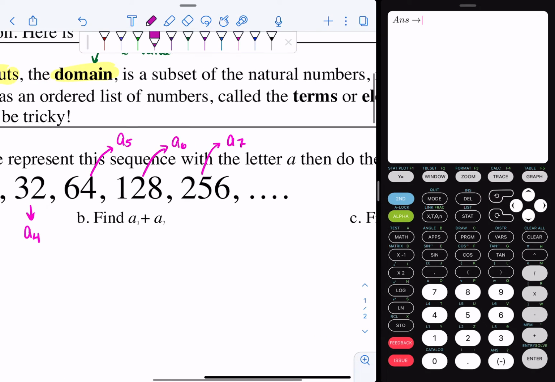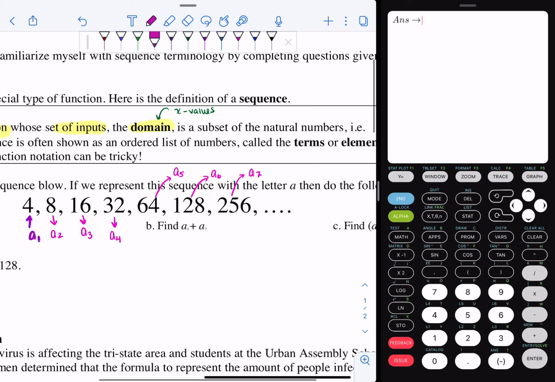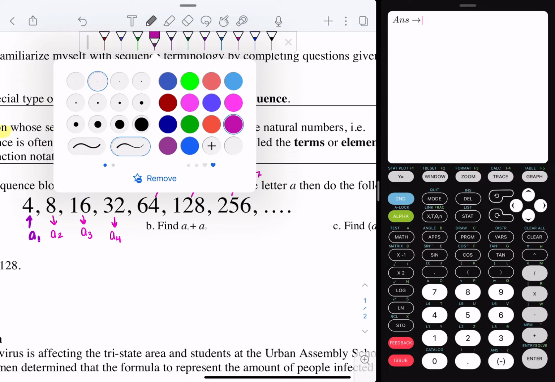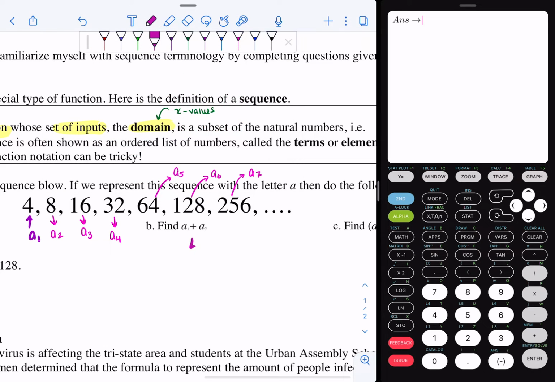Part B says, find a sub 1 plus a sub 7. So if I look, I need to know what a sub 1 is. A sub 1 is 4. So I have 4 plus a sub 7. So 1, 2, a sub 3, a sub 4, a sub 5, a sub 6, a sub 7. So I now have to add 256 to my 4. 4 plus 256 is 260.